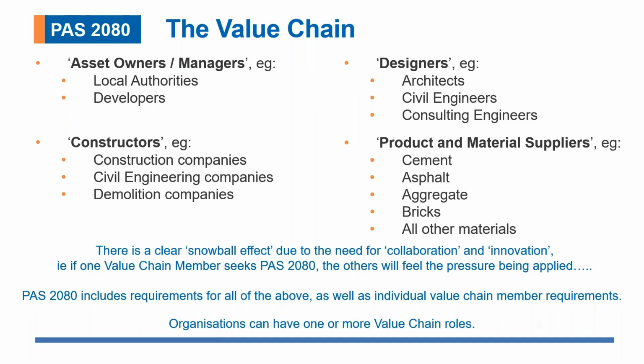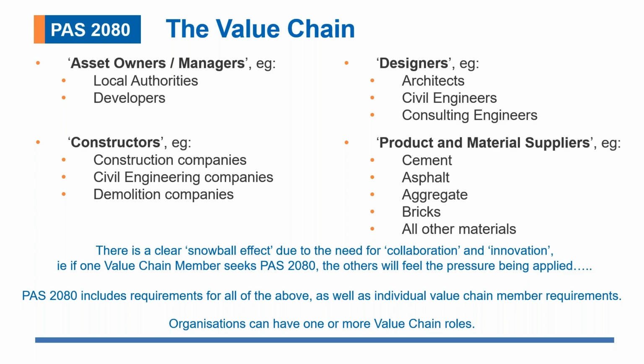So what do we mean by the value chain? There's four main definitions. The first one is the asset owner and manager. So that could be, for example, local authorities who construct and operate, oversee the construction of housing and public buildings, that type of thing. Could also be developers as well, developing, for example, new housing schemes.